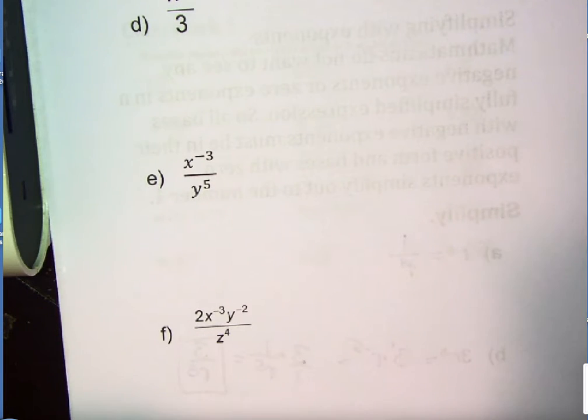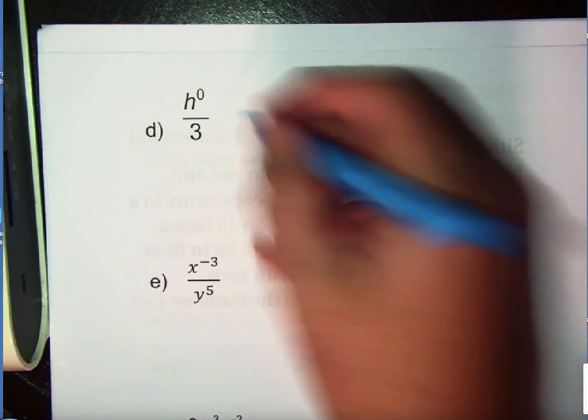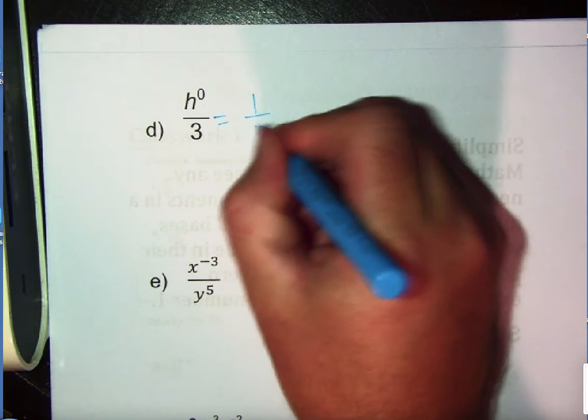Okay. All right, let's keep going. Let's give this a try. 8 to the 0 is equal to 1, so this is equal to 1/3.